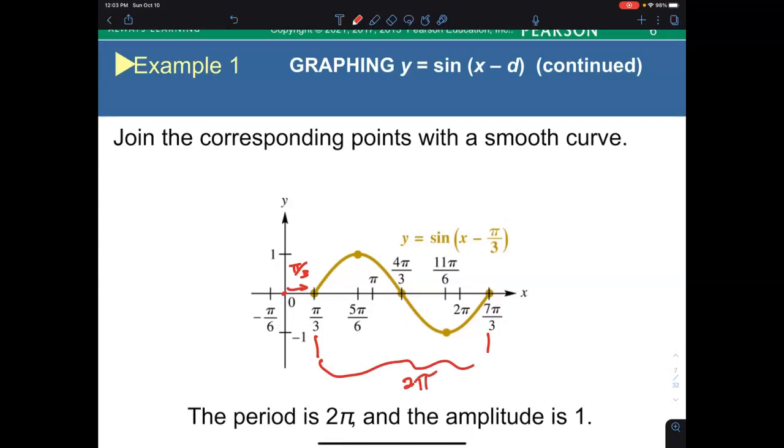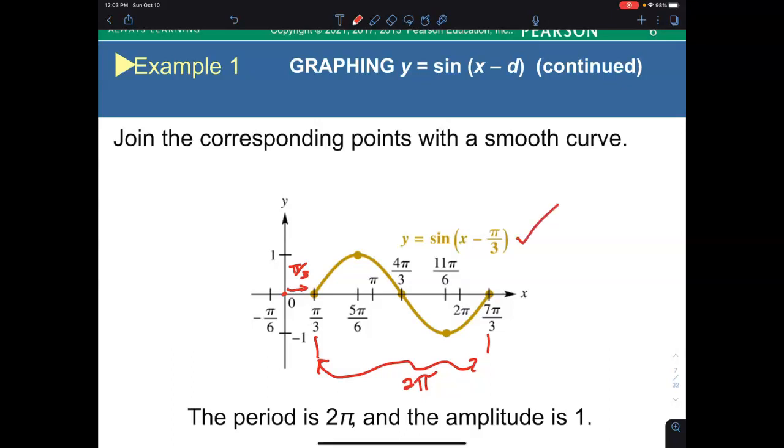But now the 2 pi difference between these two has been shifted to the right, so it starts at pi over 3 and finishes at 7 pi over 3. And then you can sketch in the graph, and that way you've got your graph by just simply making that translation of pi over 3 to the right. And similarly, if this was plus pi over 3, we would have done the same thing, but we would have shifted it to the left instead of to the right.